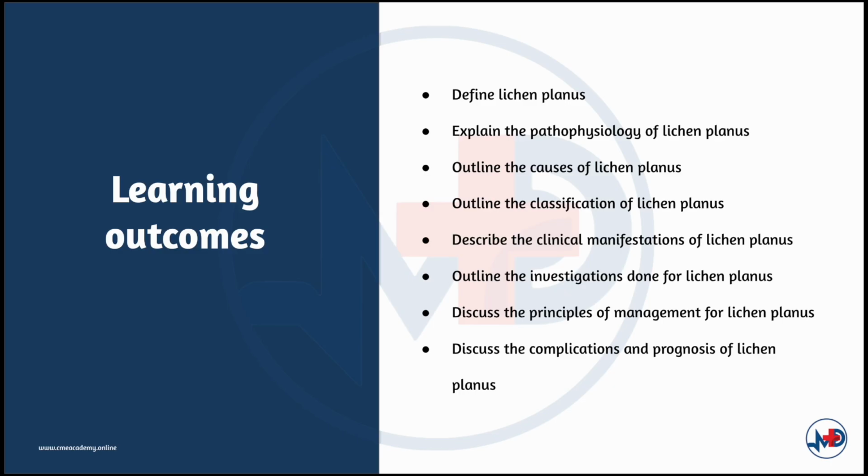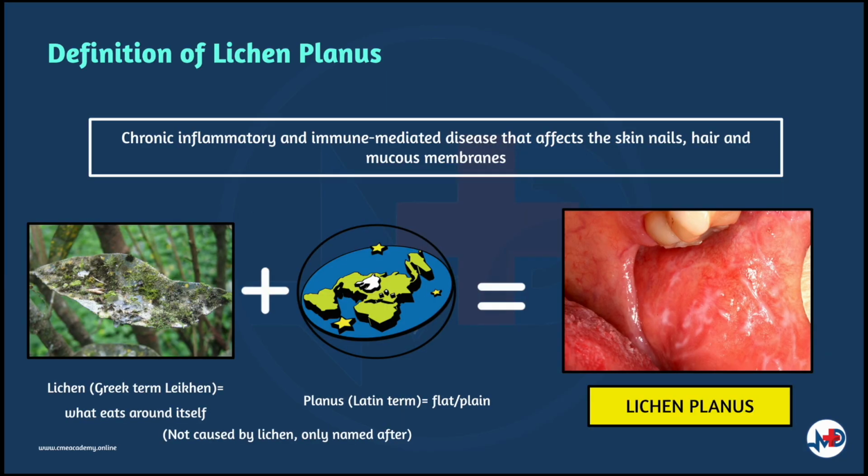Let's get started. The term lichen originates from the Greek term lichen, which means what eats around itself, while planus is a Latin term that means flat or plain. It is not an actual lichen, but it is named so because it looks like one. It is a chronic inflammatory and immune-mediated disease that commonly affects the skin, nails, hair, and mucous membrane.